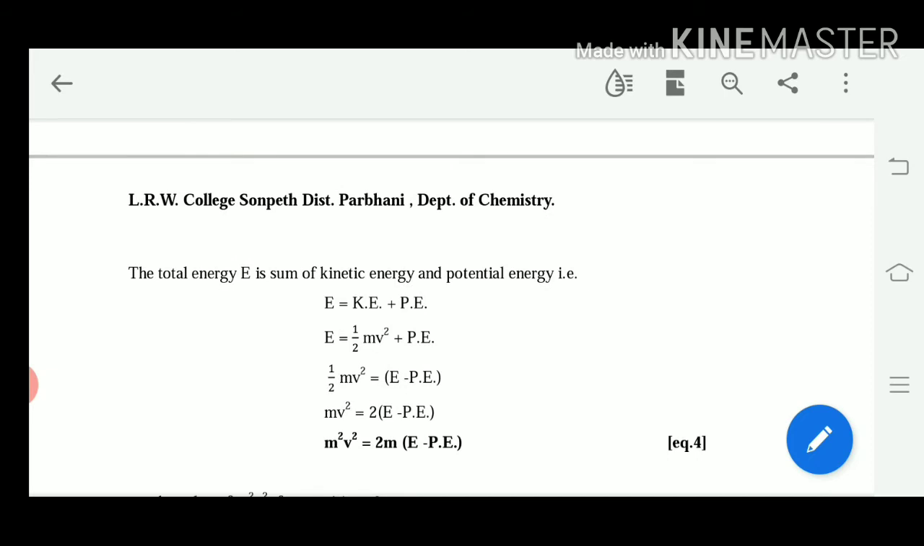Again, we know the total energy is the sum of kinetic energy and potential energy, that is E is equal to KE plus PE, where E is equal to half mv square plus potential energy. By rearranging, half mv square, that is kinetic energy, is equal to the total energy E minus potential energy. So mv square is equal to 2 times E minus potential energy. Multiplying by m on both sides, we get m square v square is equal to 2m times E minus potential energy.